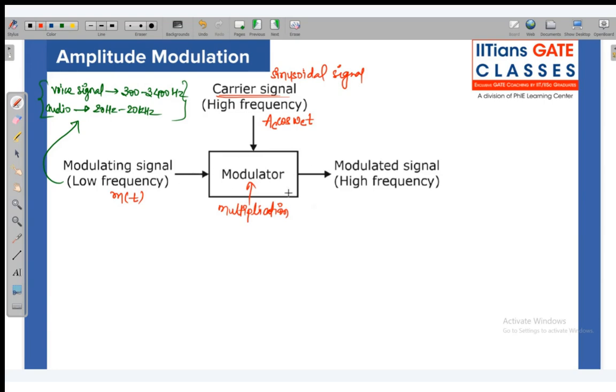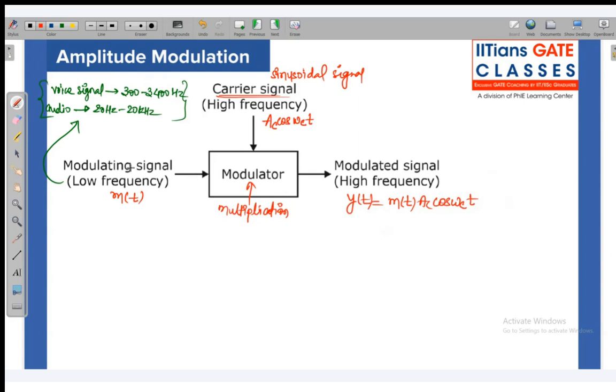So in this block, what are the inputs? One input is the carrier signal and another input is the message signal. And I told you that it is going to multiply the signals which are coming in the input. So message and carrier are the inputs. So what will be our output? Our output will be m(t) into A_C cos omega_c t. So this is our output.